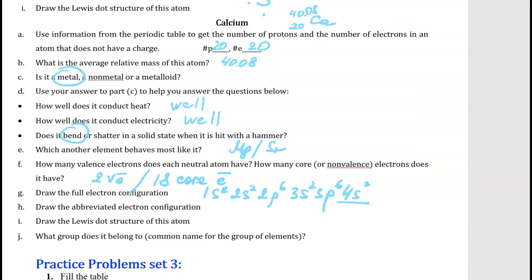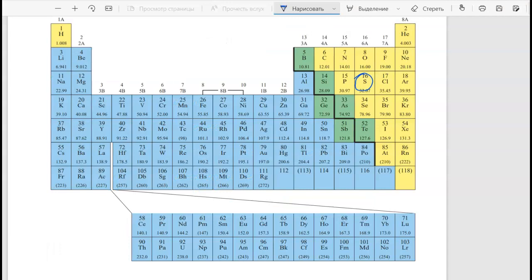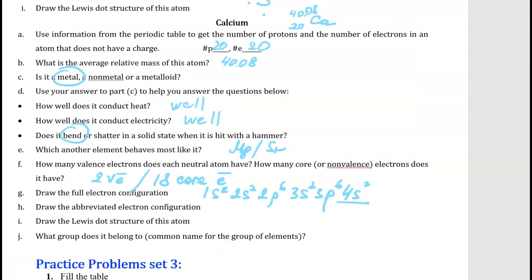Draw the abbreviated electron configuration. For the abbreviated electron configuration, we need the previous noble gas. So for calcium, go back, and we can see the previous noble gas is argon. It has 18 electrons, and you can see this is the argon configuration. So it will be argon here. And what is the difference between argon's electron configuration and calcium's? It's here, 4s2.